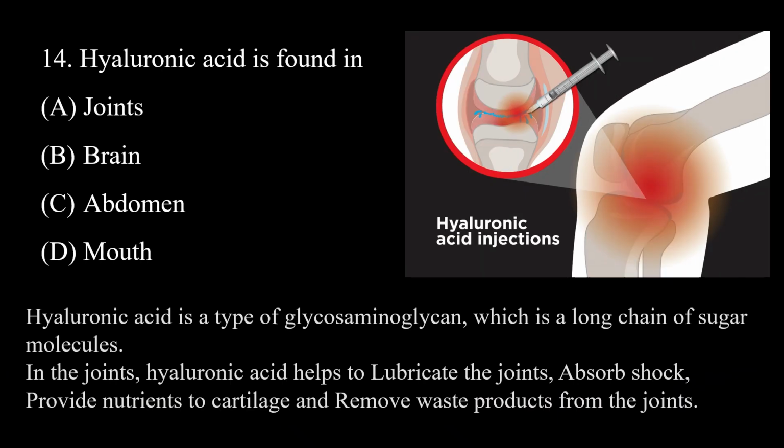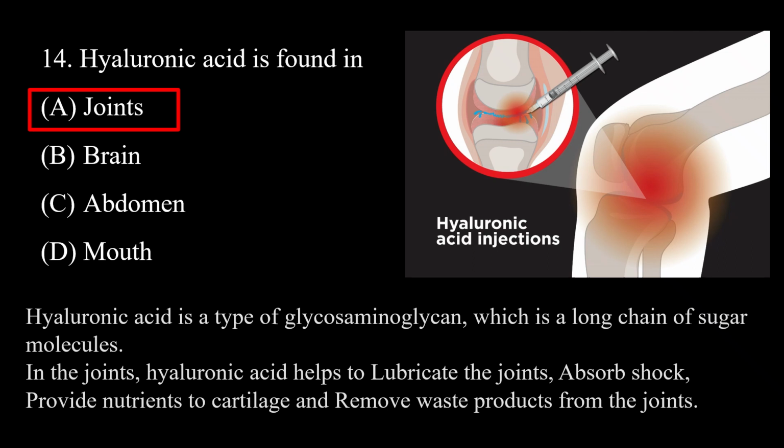Question number 14. Hyaluronic acid is found in A. Joints, B. Brain, C. Abdomen, D. Mouth. The right option is that hyaluronic acid is found in joints. Hyaluronic acid is a type of glycosaminoglycan, which means they are also heteropolysaccharides made up of long chains of sugar molecules. It means that they are made up of glucosamine and glucuronic acid.